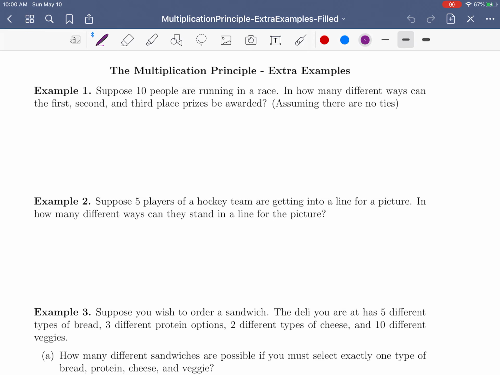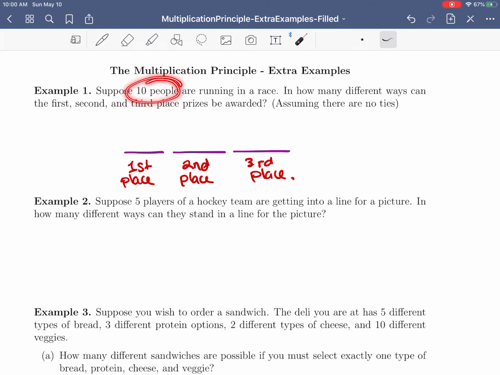We need to give away a first prize, then a second prize, and then a third prize. Okay, so I'm going to have 3 spots. The first spot represents first place, then second place, and then third place. Now, how many options are there for first place? Well, there's 10 people running this race, so assuming any of them could win first place, we're going to have 10 options. What about second place?